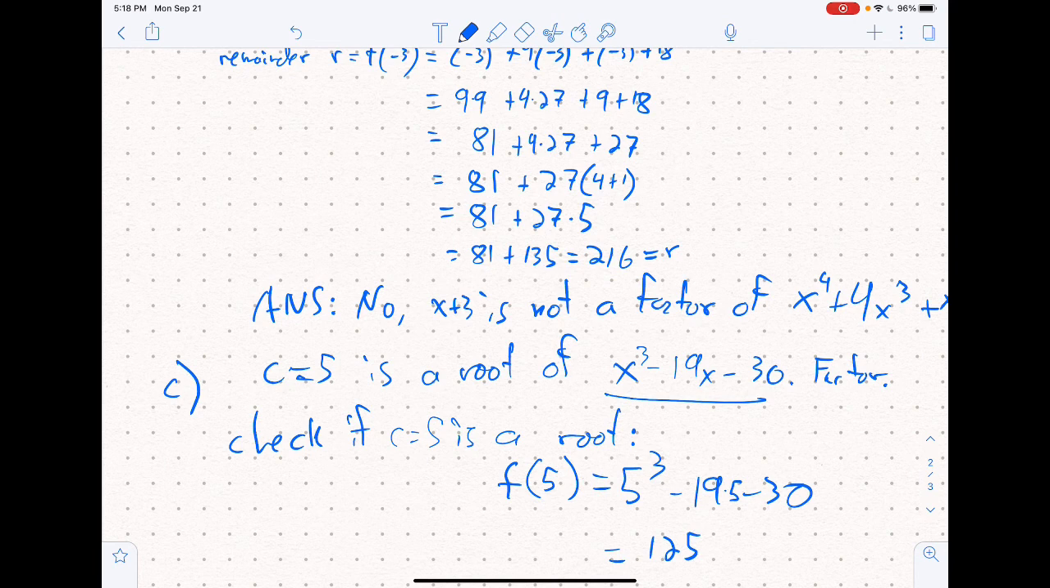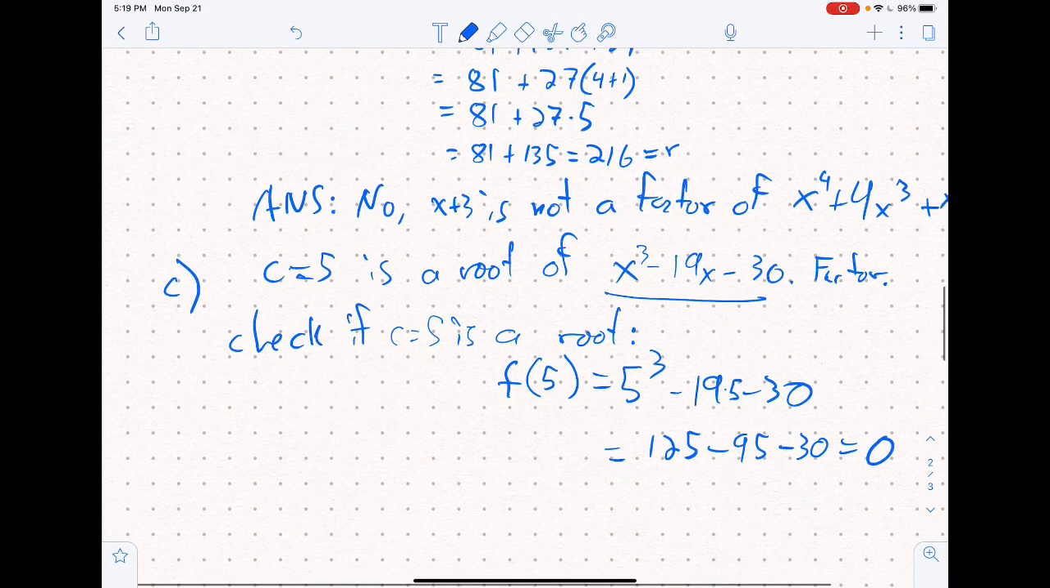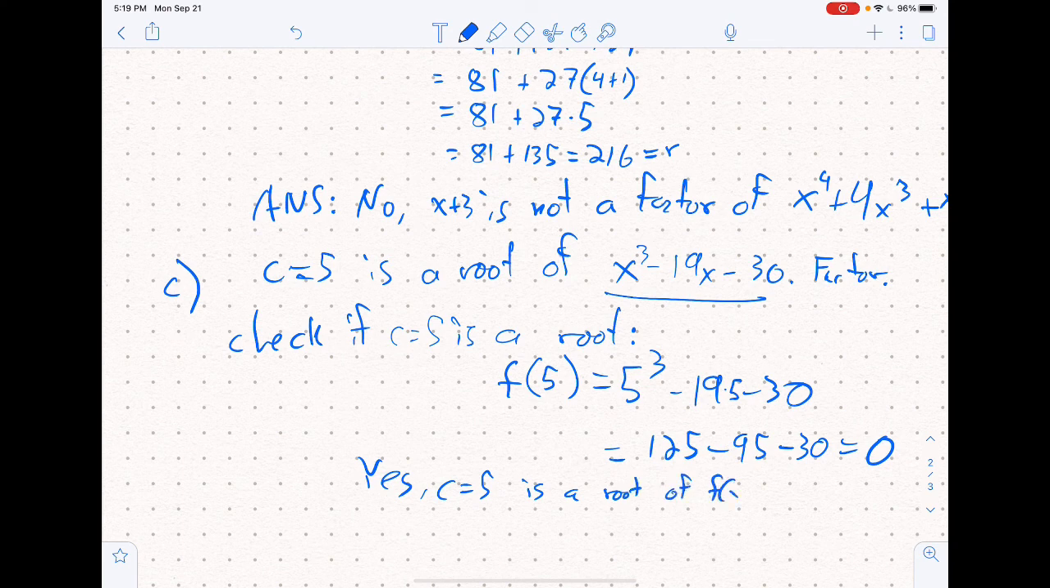19 times 5, 19 times 10 is 190, half of which is 95. So this is 125 minus 95 minus 30, and that all adds up to 0. What that says to me is that, yes, c equal 5 is a root of f of x equal x cubed minus 19x minus 30.